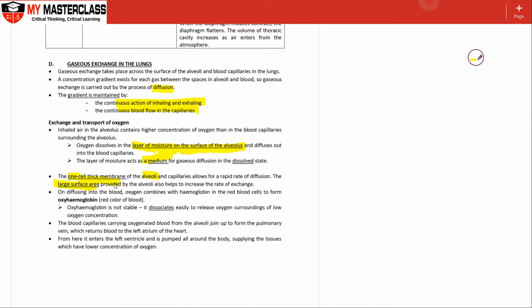Okay, so once oxygen diffuses into the red blood cells or into the capillaries, it will combine reversibly with hemoglobin. Okay, reversibly because the oxygen does have to detach from the red blood cells in order to diffuse into the cells for respiration at the mitochondria. So it forms oxyhemoglobin, which gives the blood its red color. So after that, when it enters back into the left atrium, it will enter into the left ventricle and it will be pumped to all parts of the body here.